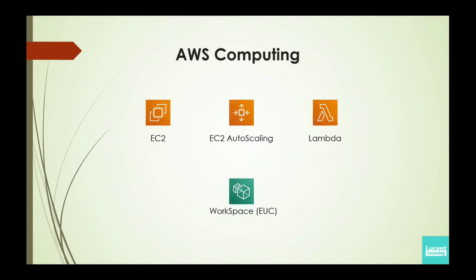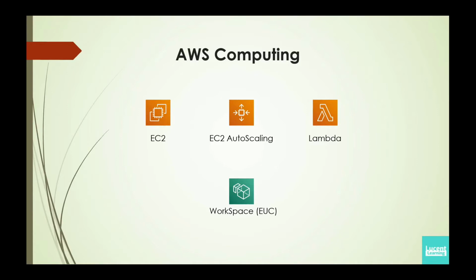In AWS Computing, there are many services like EC2 auto scaling, Lambda, and Workspace. Actually, Workspace comes under end user computing. What is EC2? EC2 is a web service that helps you to deploy virtual machines in the cloud. Right? If you need any virtual machine in AWS cloud, you will use EC2 service.